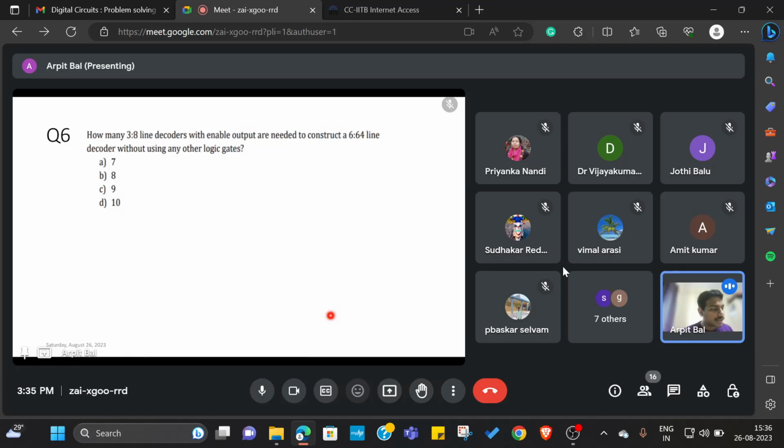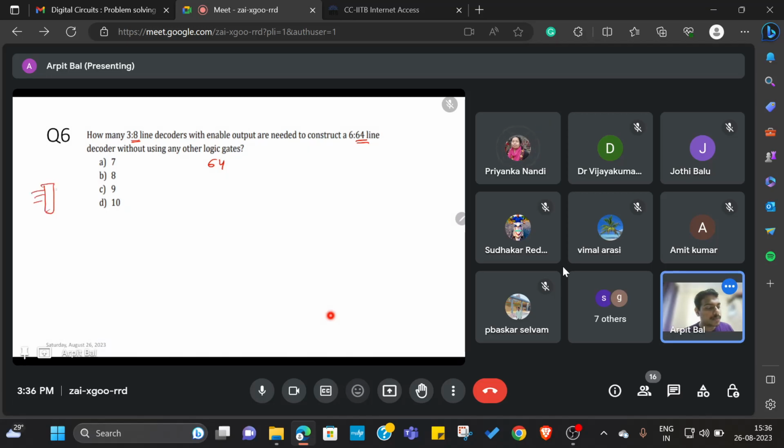The next question is a bit similar to what we have previously solved. We need to find out how many 3:8 line decoders with enable outputs are needed to construct a 6:64 line decoder. The first thing that we need to see is the number of outputs. The number of outputs required is 64, right? And how many outputs can a 3:8 decoder give us?